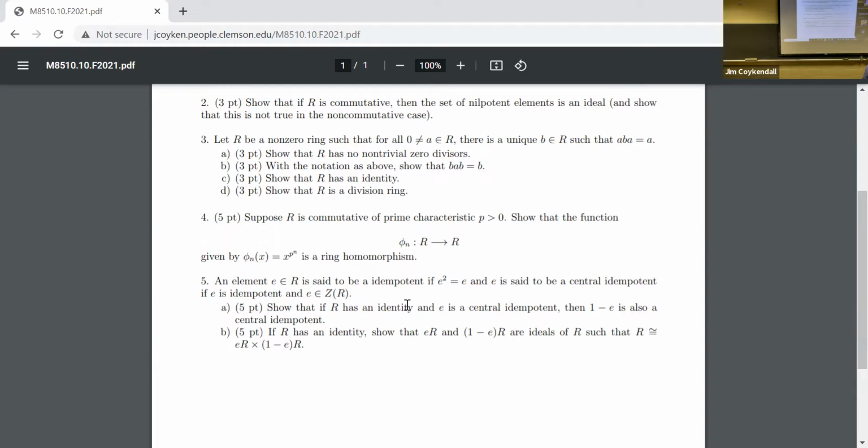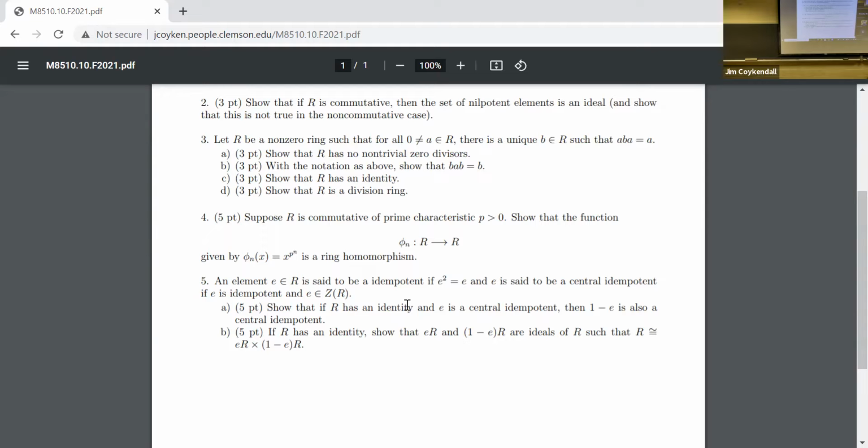Number 4, R is a commutative ring of prime characteristic p. So that means that when you add anything to itself p times, you get 0. Show that the function phi_n from R to R given by phi_n(x) equals x to the p to the n is a ring homomorphism. How many of you have heard of freshman's dream? This is a generalization of this where in characteristic p, (x plus y) to the p power is x to the p plus y to the p. And if you've ever graded a Calc 1 class, you know why it's called freshman's dream.